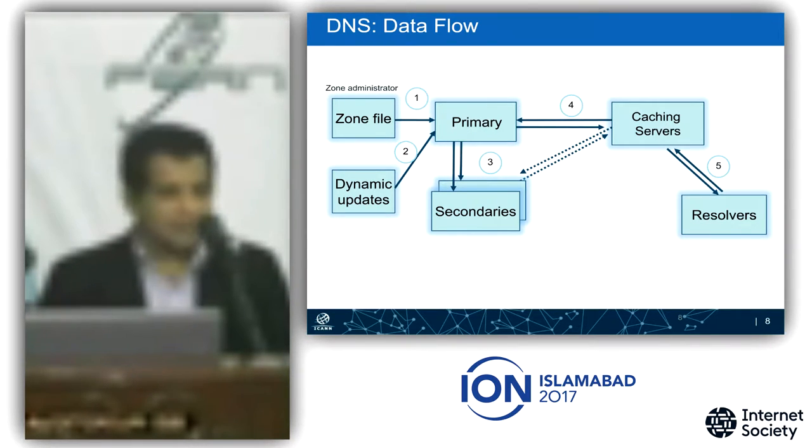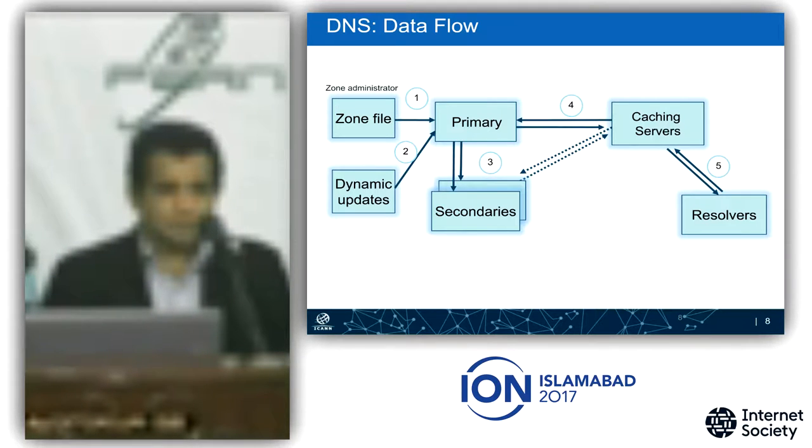So zone files, simply they are databases, right? They are databases where you would have all these mappings between your resource records, say, for example, name to number mappings and so on. So these are your zone files or the DNS databases. So these files exist in your primary name servers.